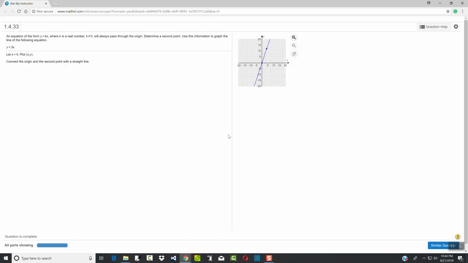Probably asked me to draw a line through it now. Connect the origin and second point of the straight line. Oh, that's strange. I didn't put that in there. I guess they're just showing you what you would do on that. And that's how you'd solve that problem.